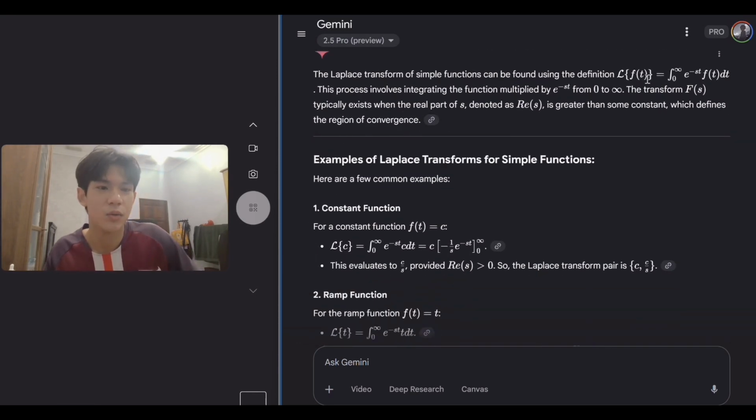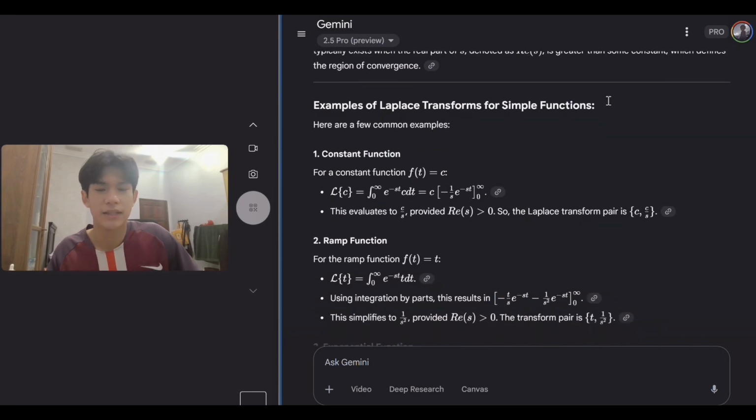I guess you guys already know the definition for a Laplace transform, which is this one right here. So let's start with our first simple function, which is a constant function. Basically, a function that is made up of just a constant. It can be whatever constant. It can be 5, 6, 7, 100, thousands, doesn't matter.